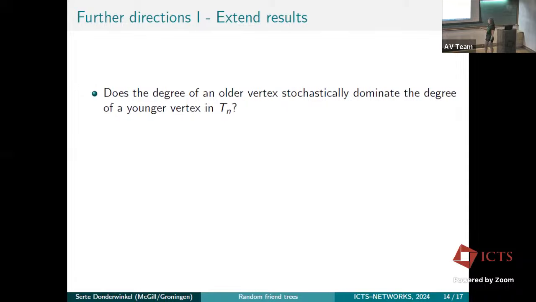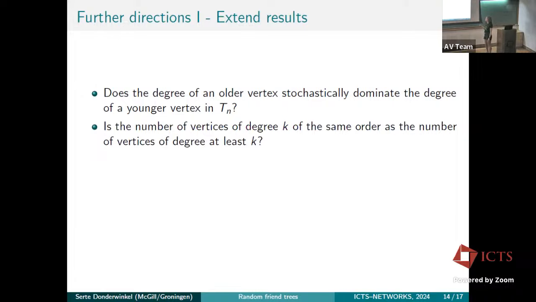Maybe a benign question to start with is, does the degree of an older vertex stochastically dominate the degree of a younger vertex? I mean, it should be true, but we can't prove it. And similarly, maybe we can say something about the law of Z_U, but we don't know that yet.